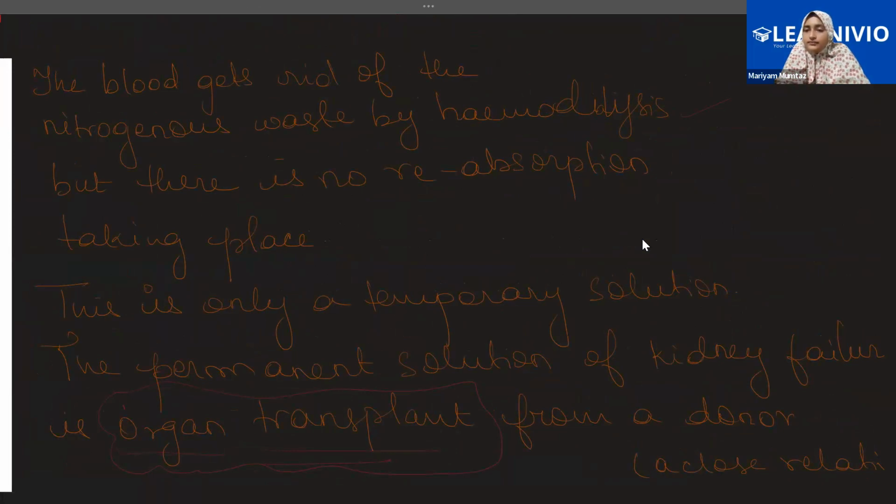Clear? The whole entire process of your excretory system, hemodialysis, organ transplant, why is it done, where is it done, all of these things are clear to you all.